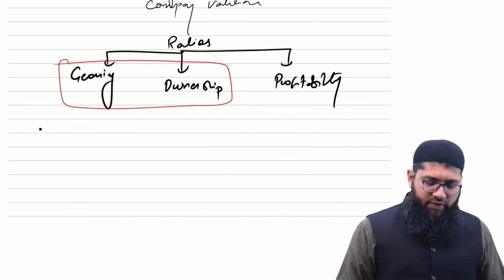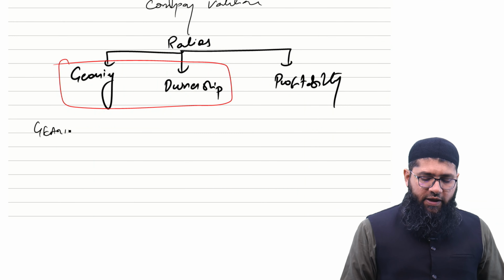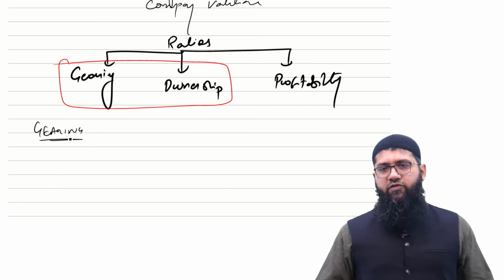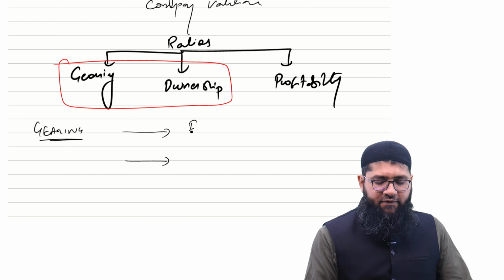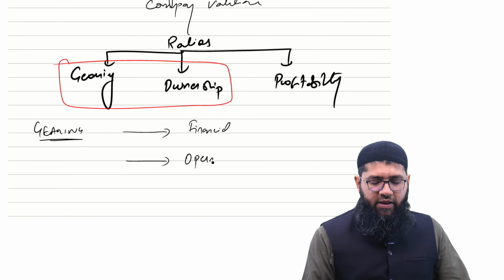So if I talk about the gearing ratio, gearing actually refers to risk, and we have two types of gearing. One is financial gearing and the other is called operational gearing.